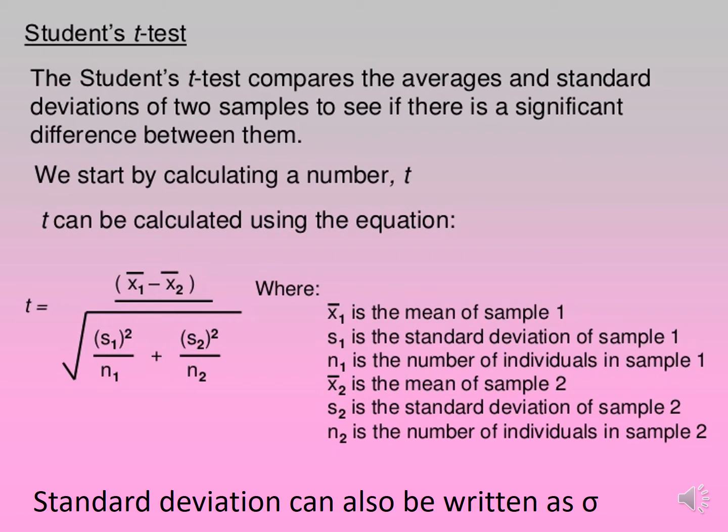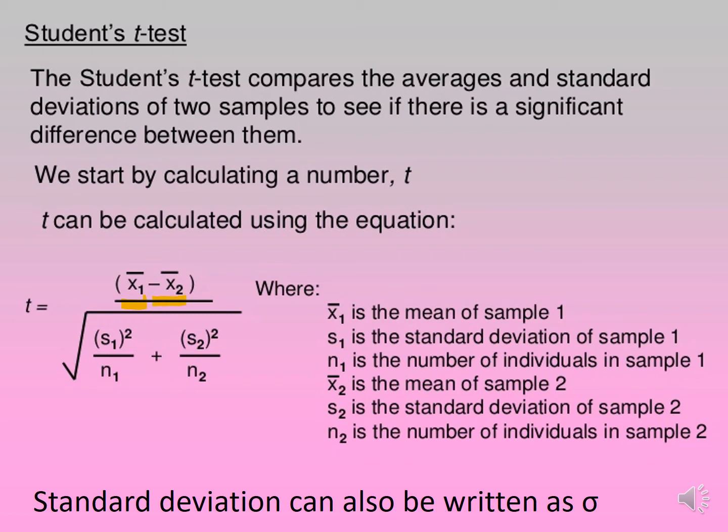So if I can highlight things, this is the mean of the first sample. So that's the mean. This X bar thing, that is the mean of the first group, and then you subtract the mean of the second group.